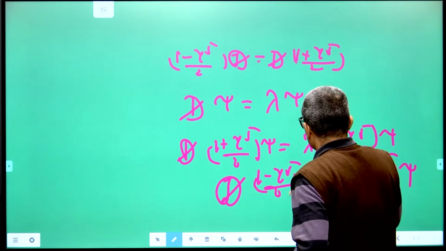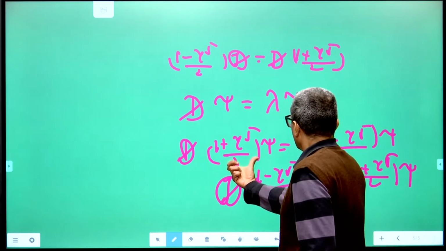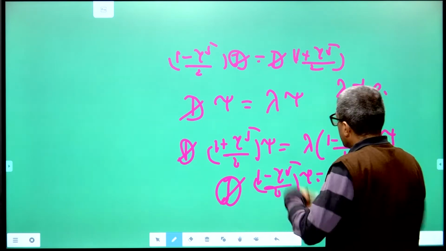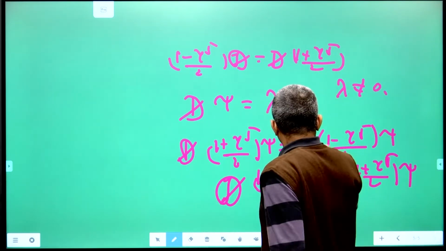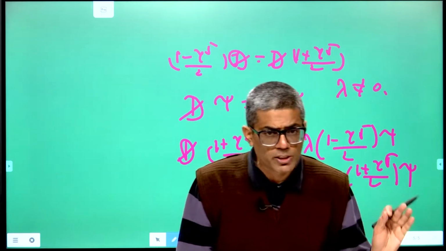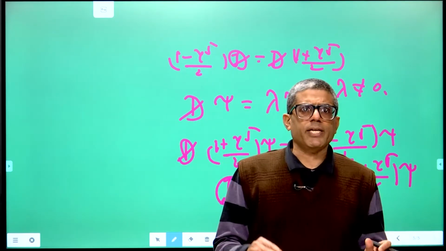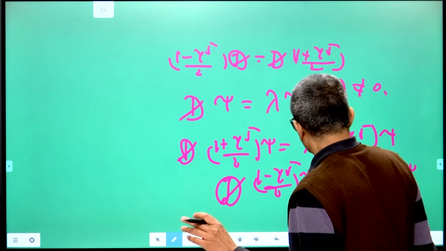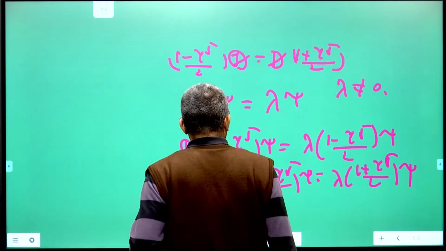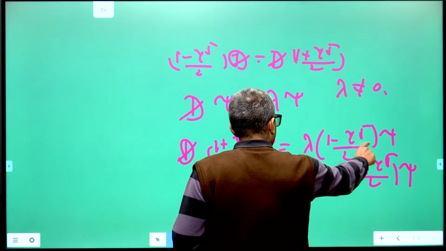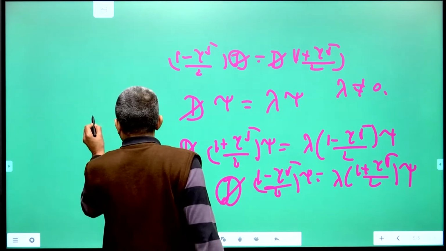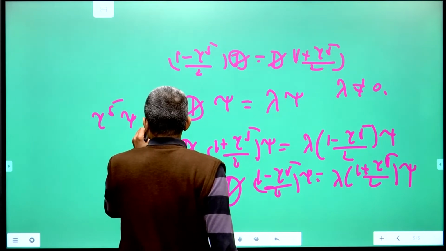You can have a situation in which if (1 plus gamma phi)/2 psi is 0, then this equation will imply that (1 minus gamma phi)/2 psi will also be 0, because you are assuming that lambda is non-zero. That means psi itself will become 0, it is no longer an eigenfunction. This means that if psi is an eigenfunction of the Dirac-Yang-Mills operator corresponding to a non-zero eigenvalue, then both (1 plus gamma phi)/2 psi and (1 minus gamma phi)/2 psi will be non-zero. If one of them is 0, the other will also become 0, so that cannot happen. Both are non-zero, which means in particular that gamma phi psi is non-zero.